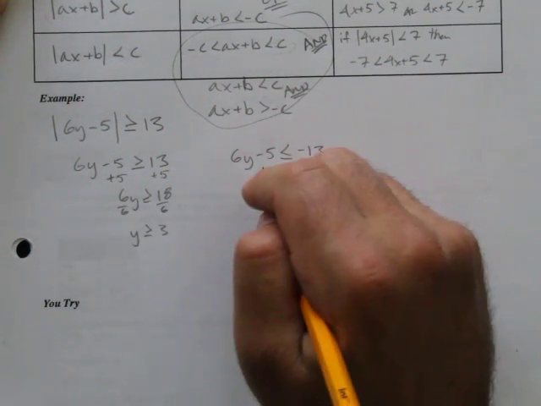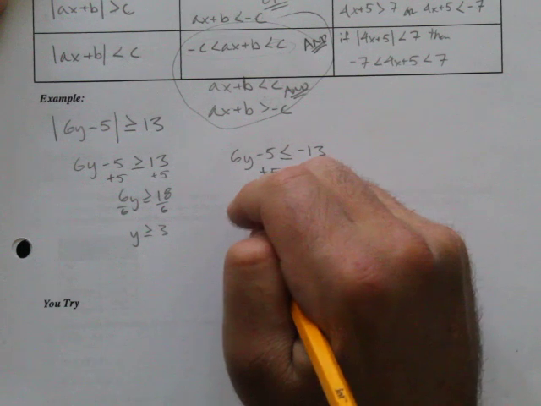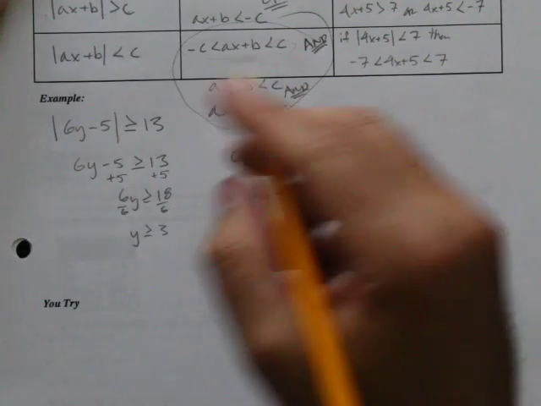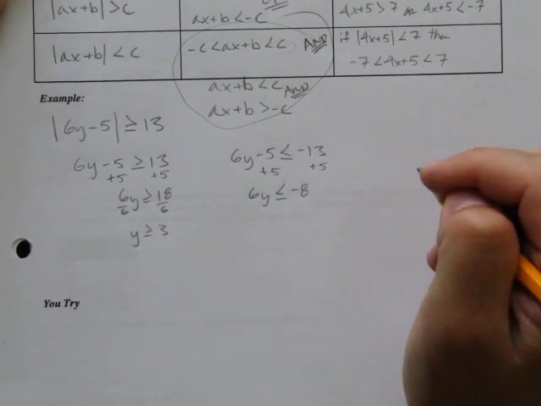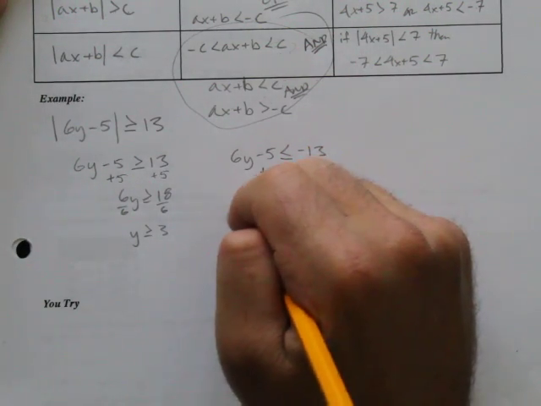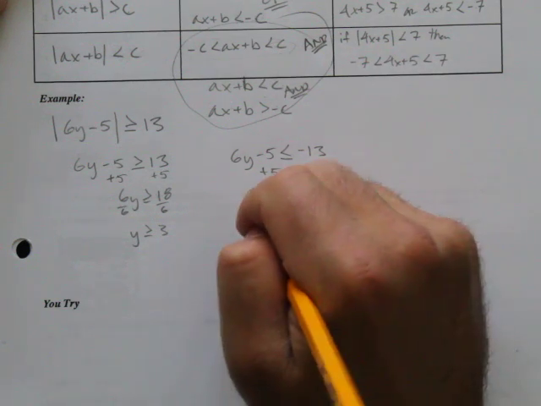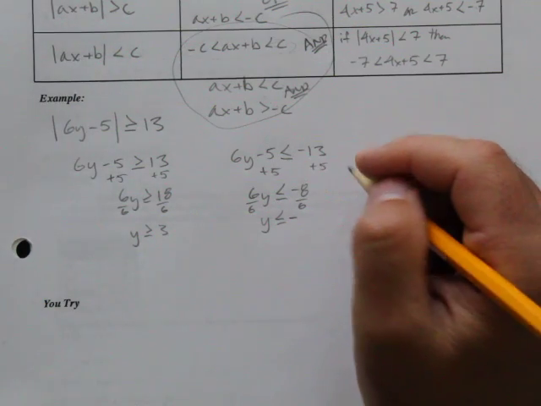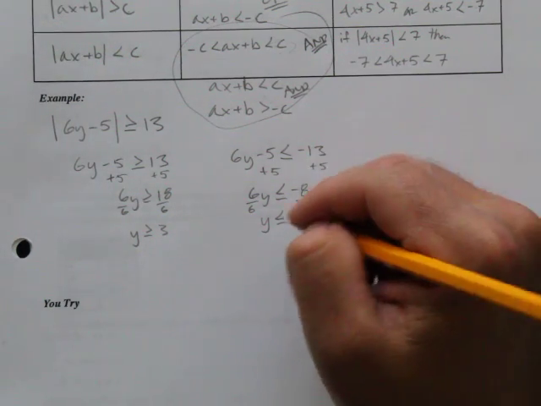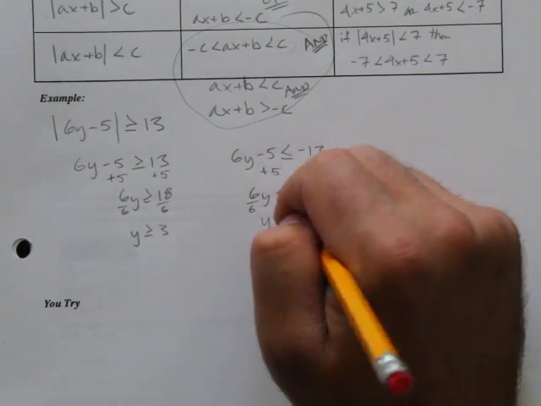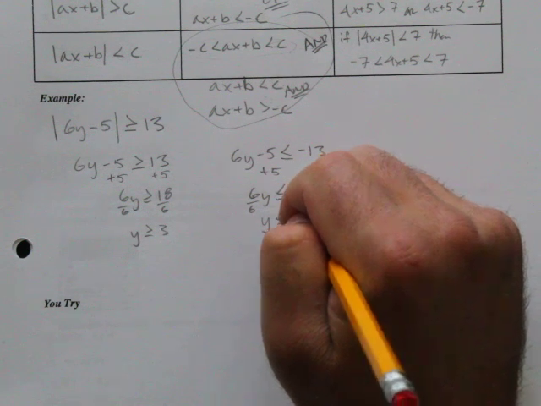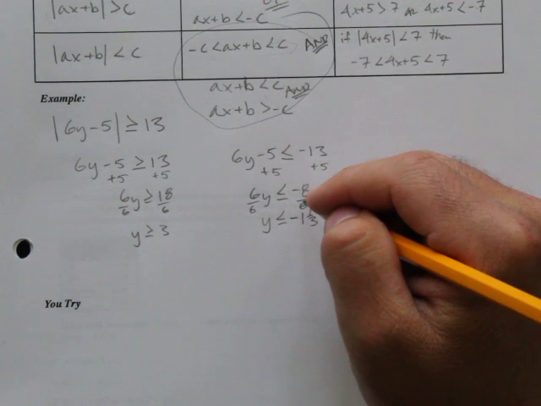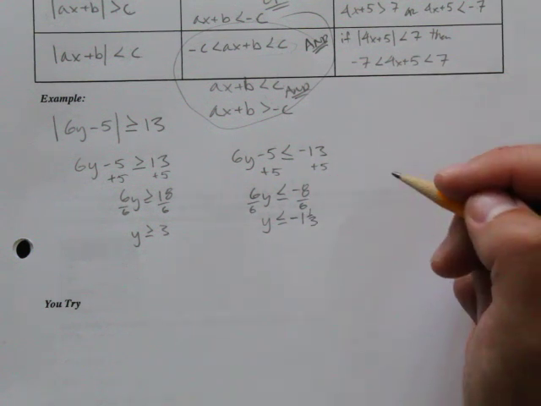Let's do this one. Plus 5, plus 5. 6y is less than or equal to negative 13 plus 5, which is negative 8. Divide by 6. Why can't they just make this easy? Y is greater than or equal to negative 8/6, which can reduce or simplify to 1 1/3. So that's 1 2/6, which is 1 1/3.